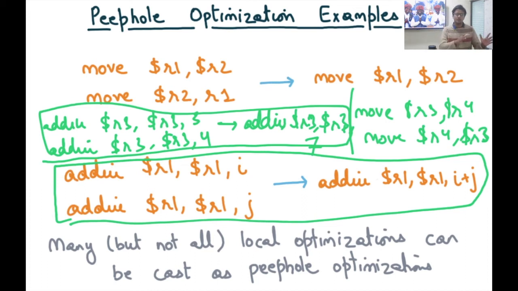Although when we defined dead code, it was a little different. You can think of this as a second instruction as a no-op that gets eliminated through this peephole optimization rule. But not all local optimizations can be cast as peephole optimization rules.